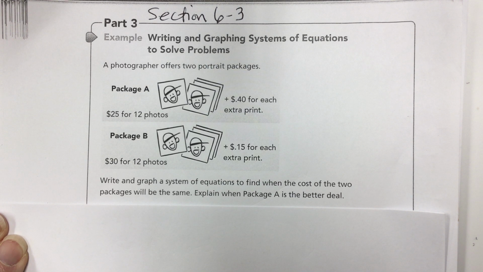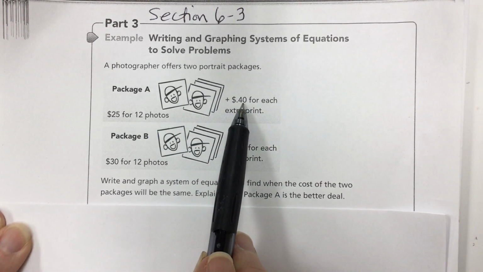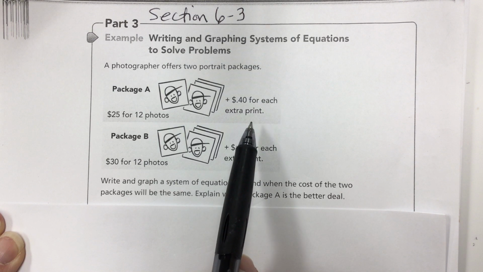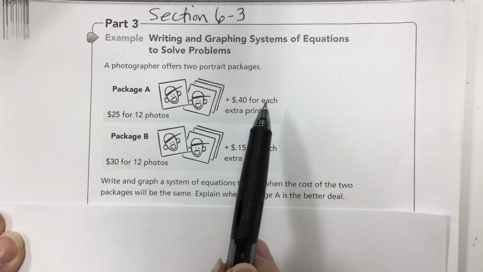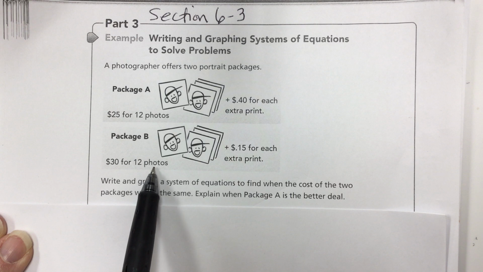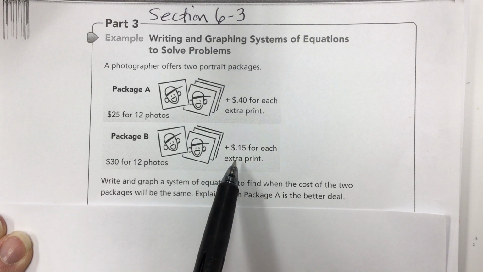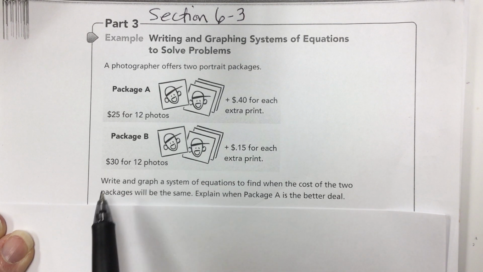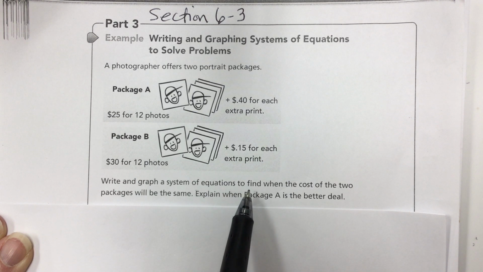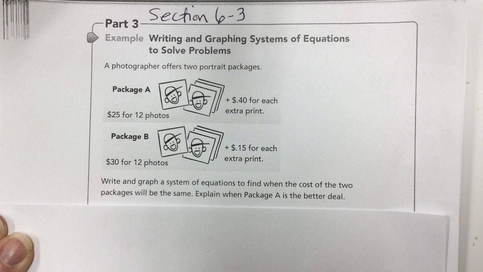A photographer offers two portrait packages. Package A costs $25 for 12 photos and 40 cents for each extra print. So that's 40 cents per extra print. Package B costs $30 for 12 photos plus 15 cents for each extra print. So that's 0.15 per extra print. Write and graph a system of equations to find when the cost of the two packages will be the same. Explain when package A is the better deal.